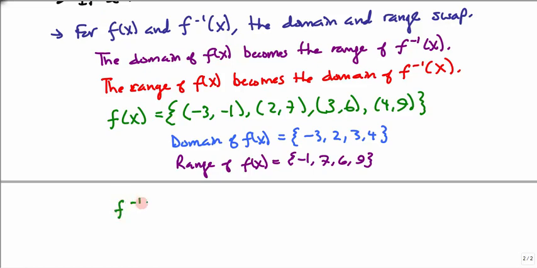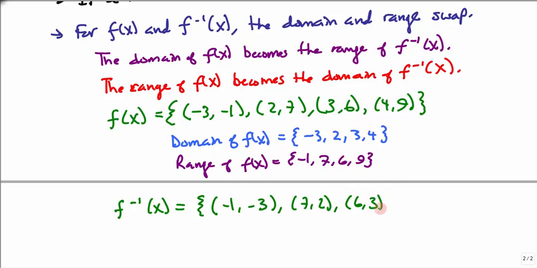So for my inverse function, the domain and the range swap. So these ordered pairs would swap. This would become the ordered pair -1, -3, 7, 2, 3, 6 would become 6, 3, and 4, 9 would become 9, 4. So the domain and the range swap.